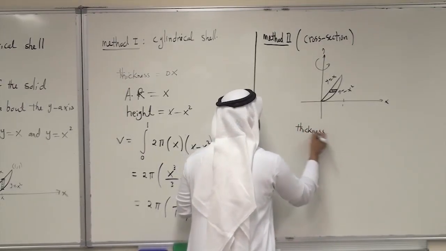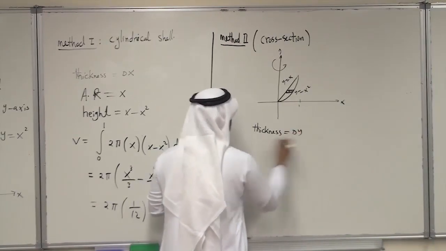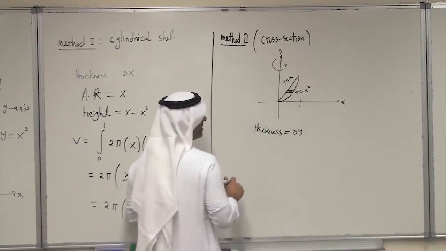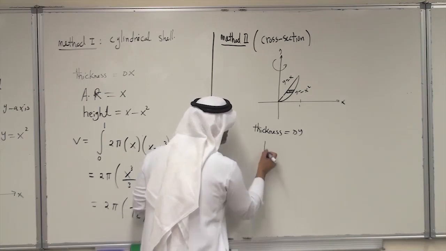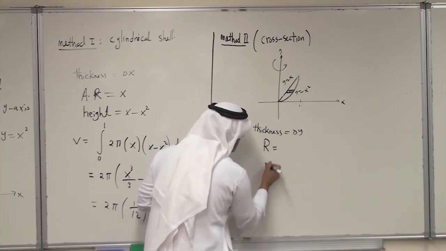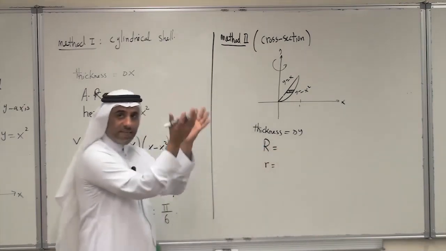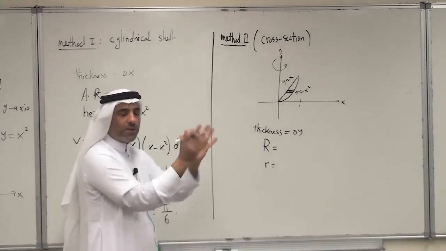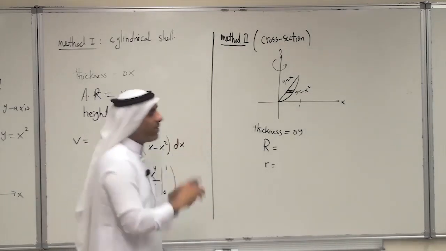So let us decide now, what is the thickness in this case? And clearly here, the thickness will be delta y, the difference between these 2 points. And then I have outer radius and I have inner radius. What is the outer radius of the washer? What is the inner radius of the washer?